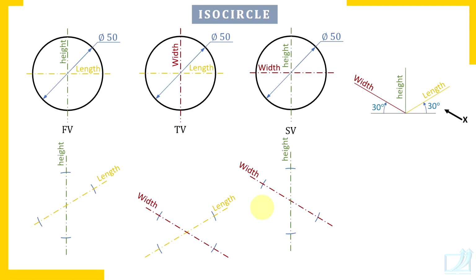So this is how you should mark the points on these center lines at distance equal to radius. Now through these points you are going to draw lines parallel to center lines in this way. Check here. Use a roller, set it with length axis and draw the lines parallel to length axis.